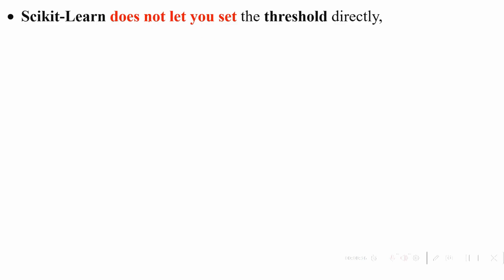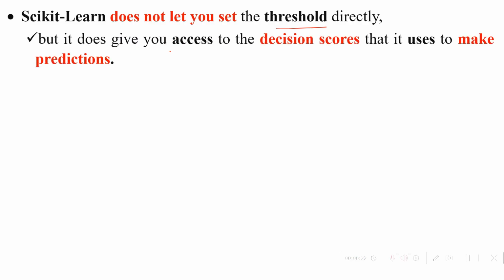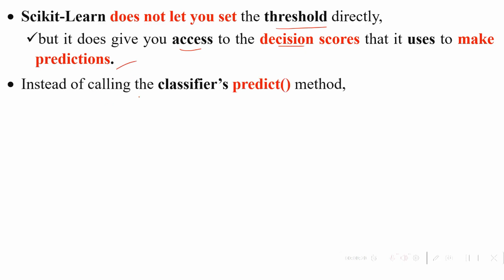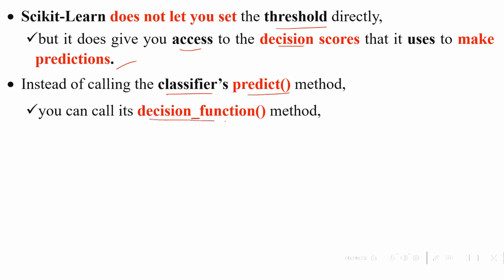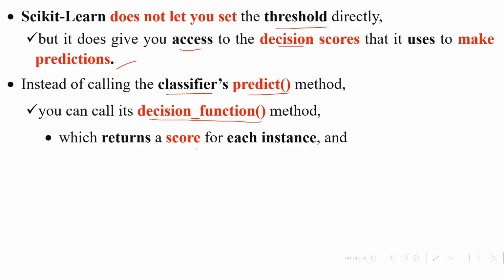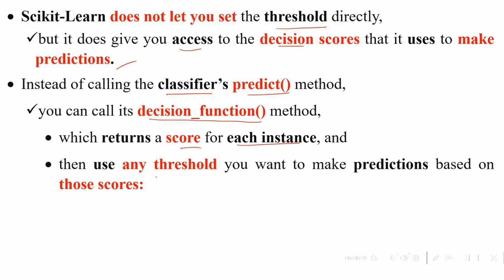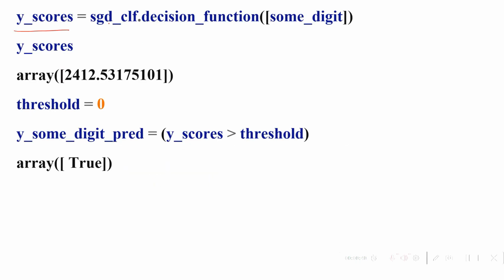Scikit-learn does not let you set the threshold value directly, but it does give you access to the decision scores it uses to make predictions. So instead of calling the classifier's predict method, you can call its decision_function method, which returns a score for each instance, and then use any threshold value you want to make predictions based on those scores. Here y_scores equals sgd_clf.decision_function of some_digit, and we display the y_scores value.